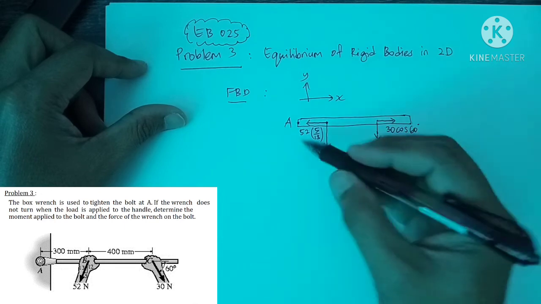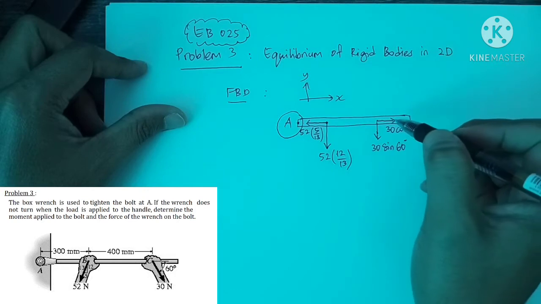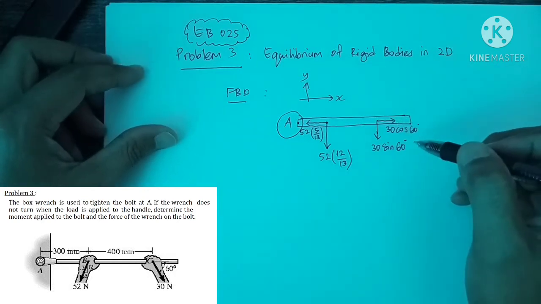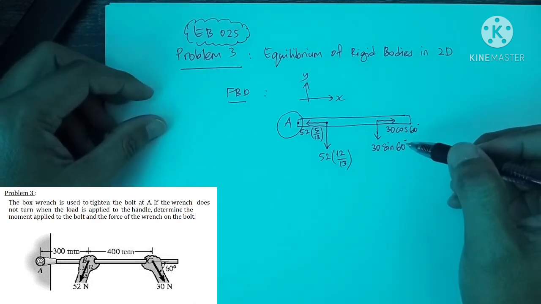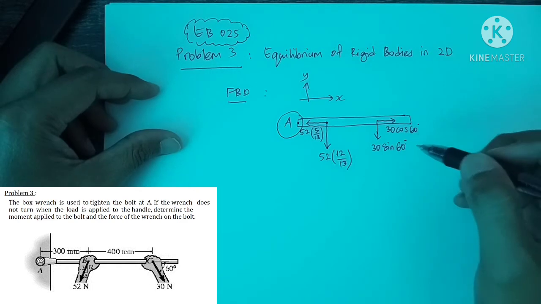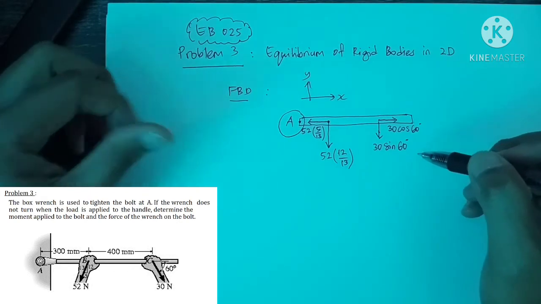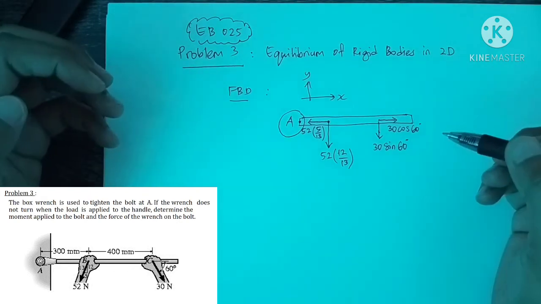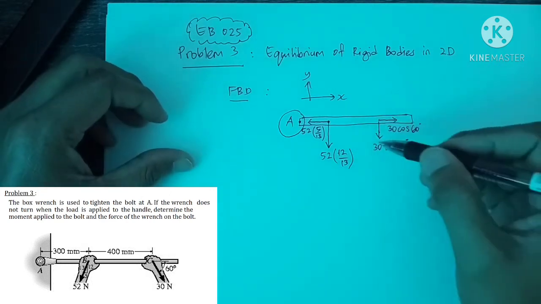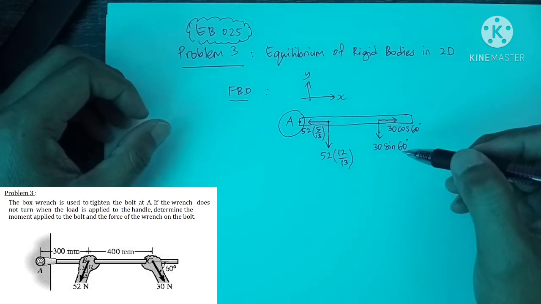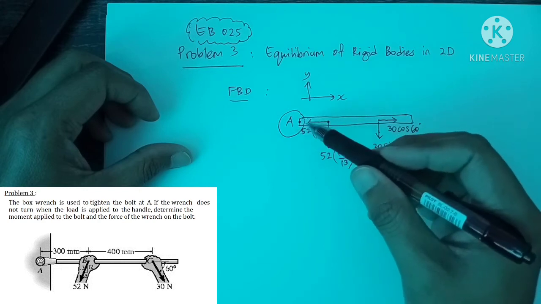Okay, now we're going to see what happened on the bolt. Since the bolt cannot be tightened anymore, it reached its maximum level. It will reach its maximum when the force is applied with this magnitude. So when this happens, this rigid body will become equilibrium, whereby the bolt will exert the reaction at point A.